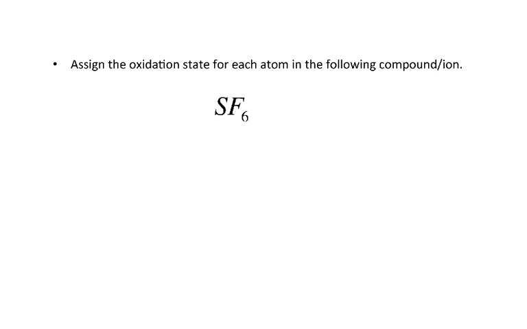In this video, we're going to look at some examples of assigning oxidation states to atoms in a compound or an ion. And our first example is sulfur hexafluoride. Before we jump into sulfur hexafluoride, let's review the rules for assigning oxidation states.